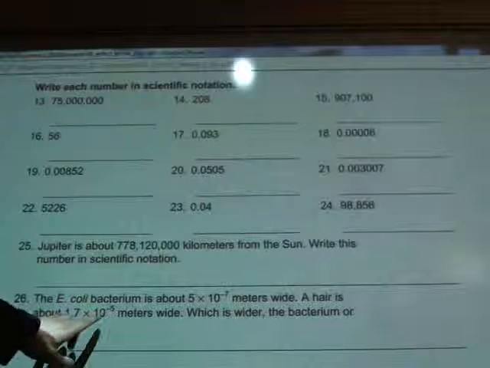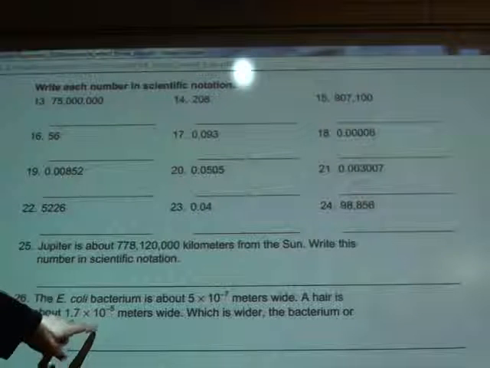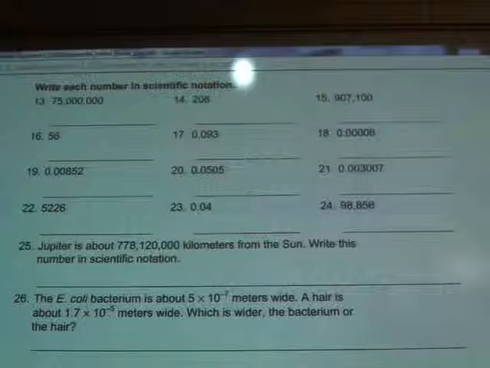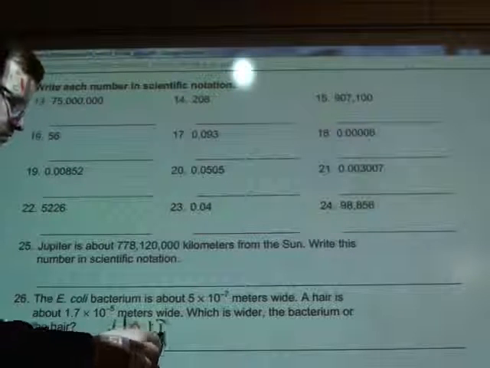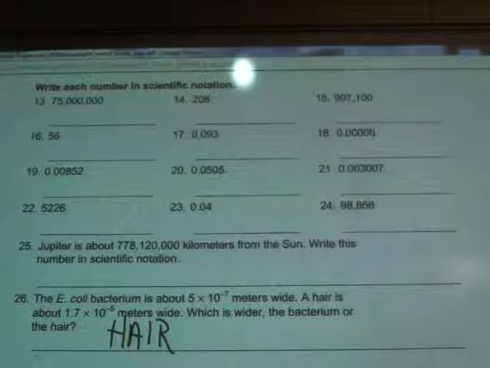So in this case, the hair here is going to be wider at 1.7 times 10 to the negative 5th meters, because it's going to generate a shorter decimal. And that's going to be our answer.